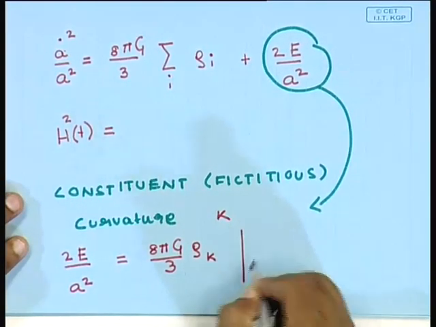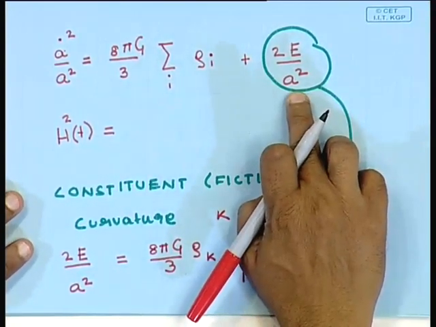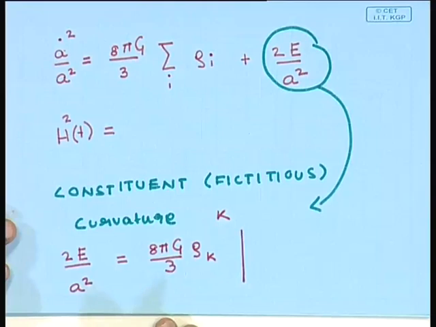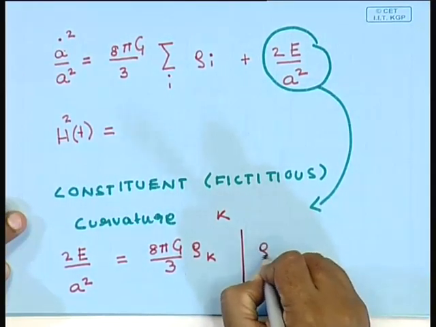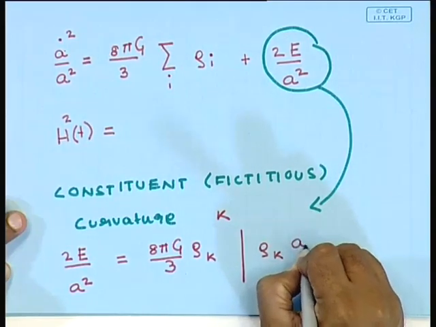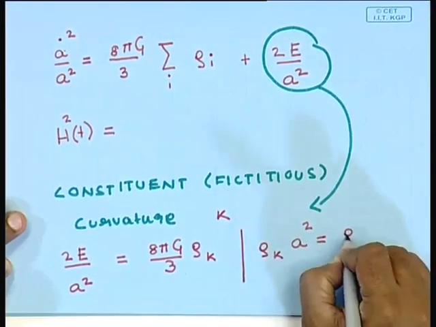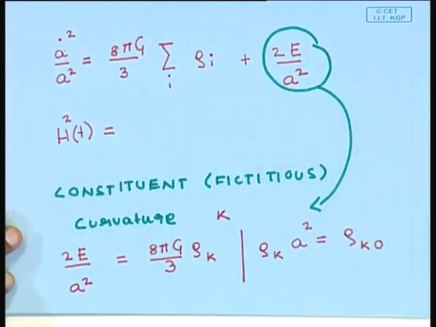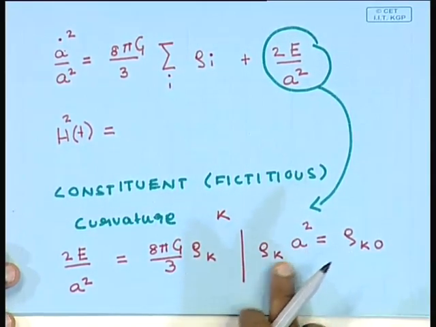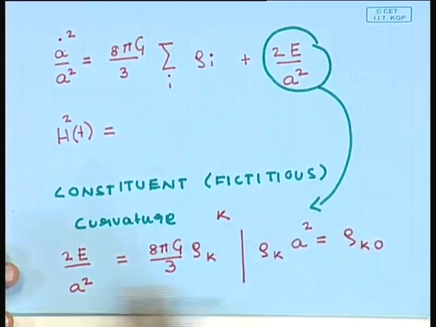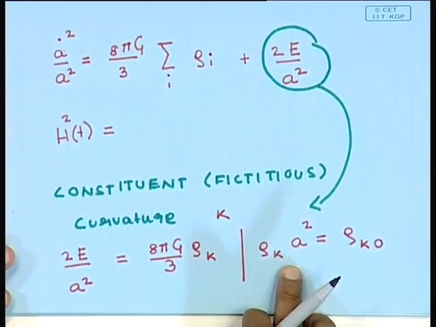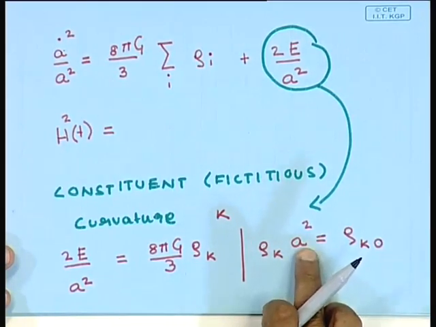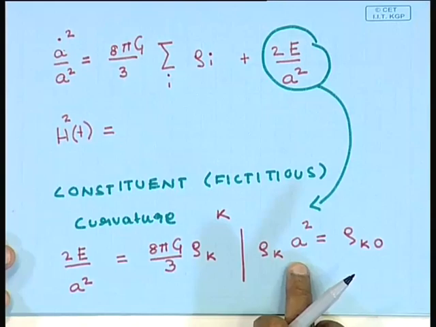Now, there is a factor of a to the power minus 2. So, from this what we can say is that rho curvature into a squared is a constant, the present value of the curvature density. So, this rho curvature, with the expansion of the universe, its density falls as a to the power minus 2. So, obviously, this fictitious component, the curvature, does not behave like the usual matter. For usual matter it should fall as a cube; it falls slower than that with the expansion of the universe.